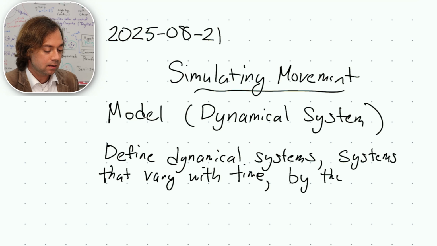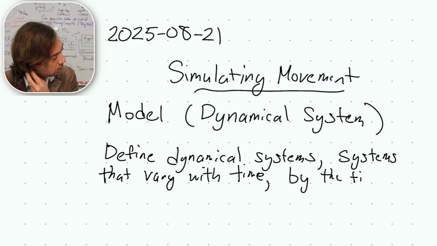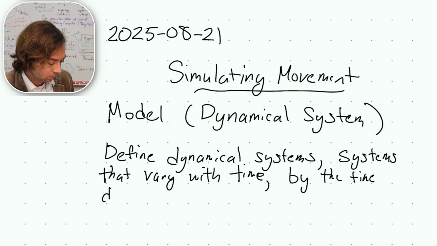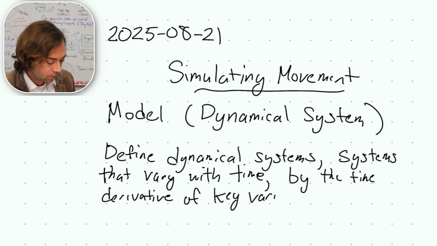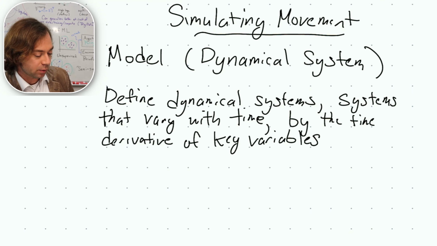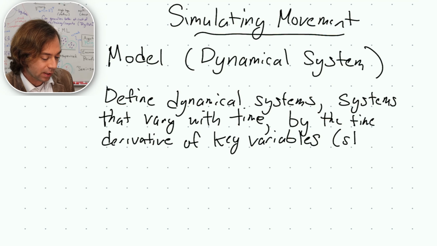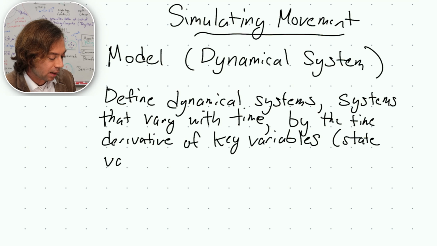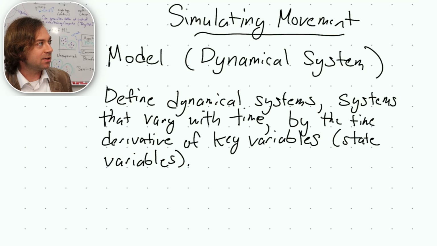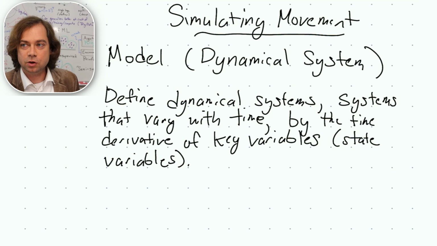By the time derivative of key variables. And those key variables have a special name. They're going to be called state variables, and we'll get to that in a second. Basically, you're getting a crash course in the basics of dynamical systems and how you simulate them. Or what's a survival guide. How about that? All right.